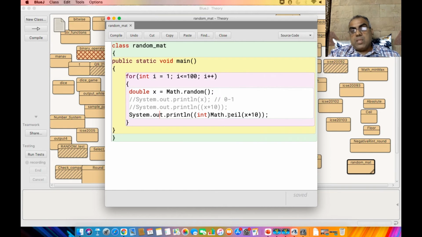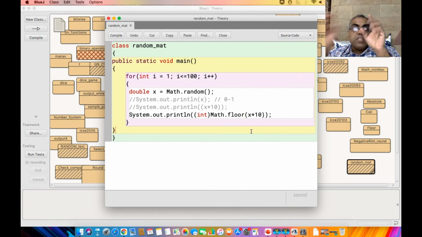Now on the same thing, if I'm going to apply floor. 0 point anything, if I put it to the lower side, then the value will be 0. 0.5 also, the lower side of that is 0. So floor will give me a number 0. At the same time 9 point anything, the lower side of that is 9. So floor is going to give me a range of values from 0 to 9.